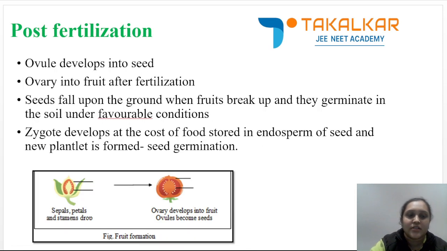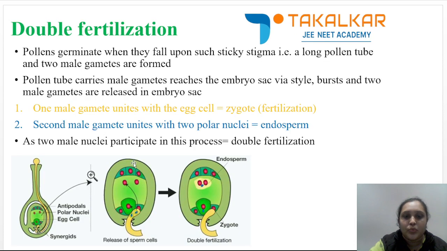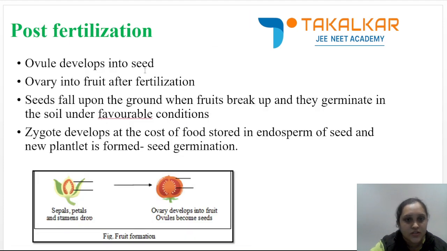After fertilization, the ovule gets converted into seed, while the ovary gets converted into fruit. The seeds, when they fall upon the ground, the fruit breaks up and the seed germinates in the soil under favorable conditions to give rise to a new plant.